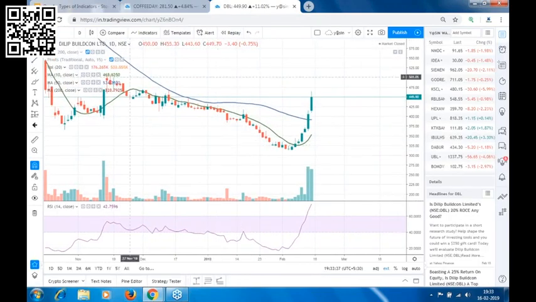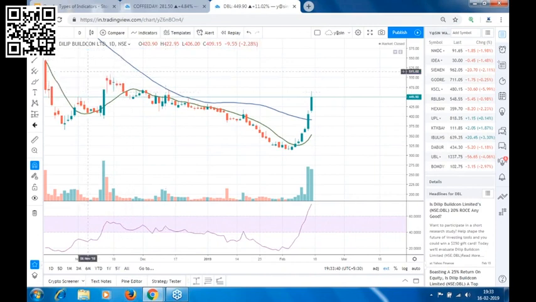See, this is Dilip Buildcon. As you can see, the stock is in a downtrend. The stock is continuously falling. And at this point, when the stock crossed the 10 period moving average in the upward direction, it took support on the 10 period moving average for 2 days. And on the third day, we also gave this call on our Telegram channel on the same day.